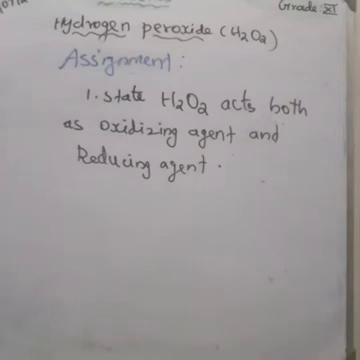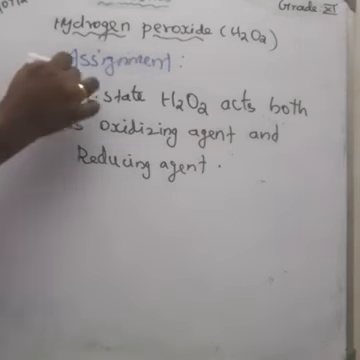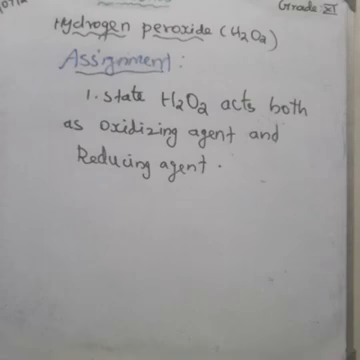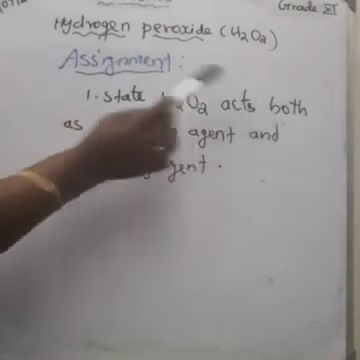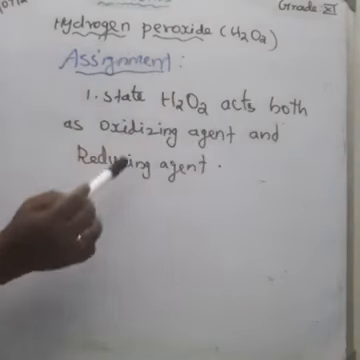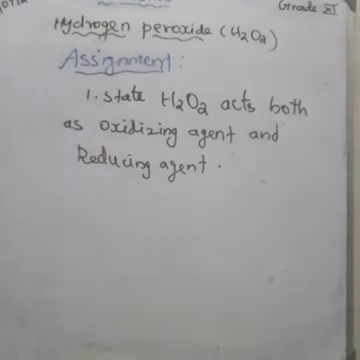So today's assignment: state that hydrogen peroxide acts both as oxidizing agent and reducing agent. Very, very important question. If you have your book, take it now. In your book, page number 112, take it now. The hydrogen peroxide, second paragraph onwards, so mark it.